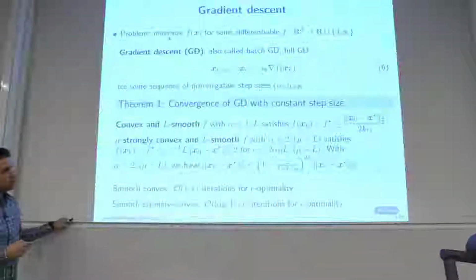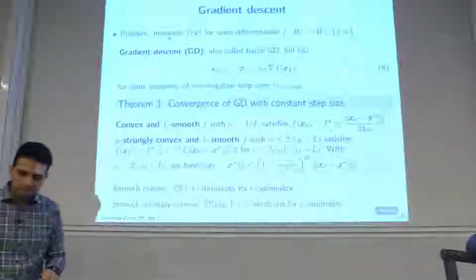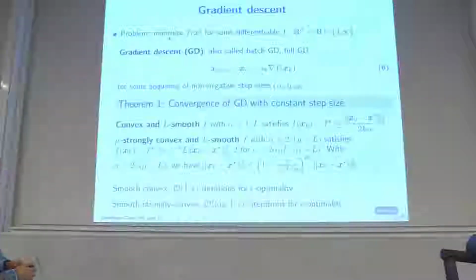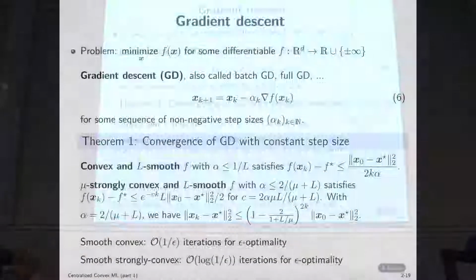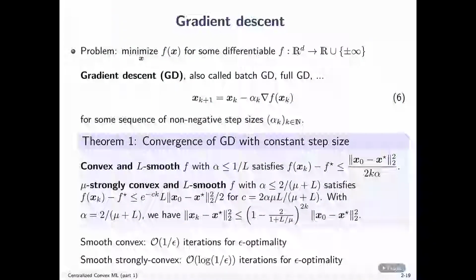And then you have these two forms of convergence. But actually, there are lots of other variations of these forms. If the function is convex and L-smooth, again, it means that it can be lower bounded by an affine function and upper bounded by a quadratic function with curvature L. For a constant step size smaller than 1 over L, you can have this convergence rate.